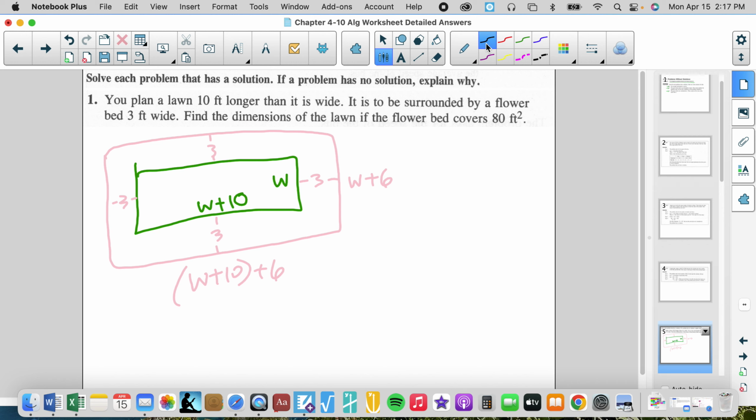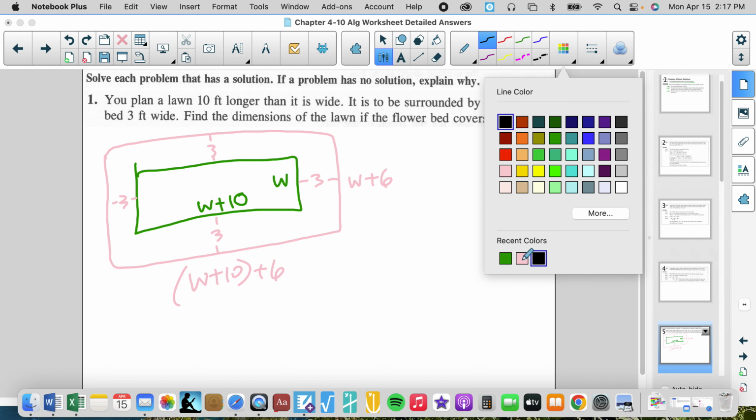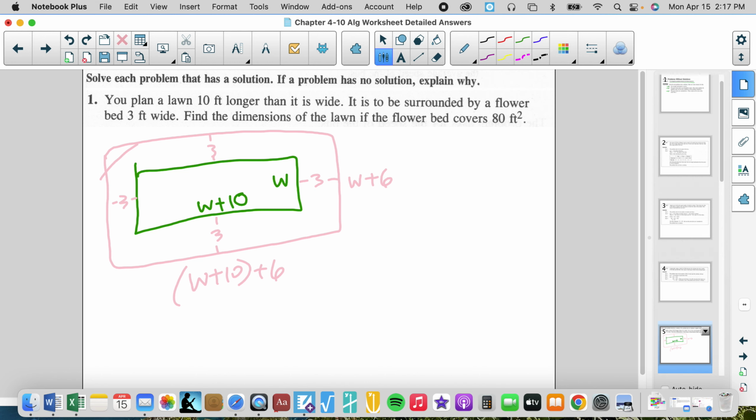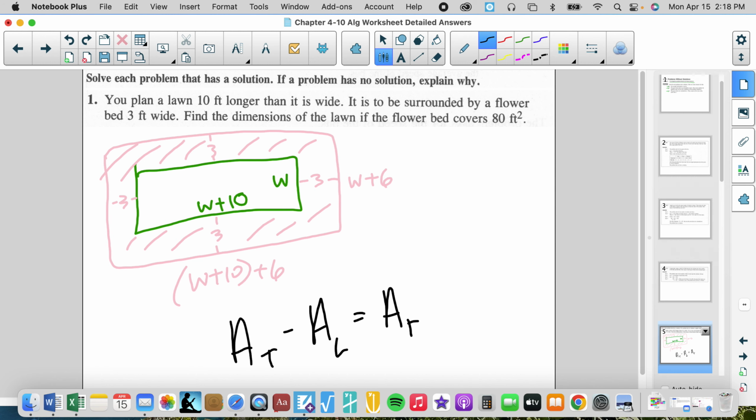Find the dimensions of the lawn if the flower bed covers 80 square feet. So this, that's not right. Where's my pink? Goodbye, ladies. Have a lovely afternoon. If this area is 80 square feet. So we remember how to find that space. It's the area of the total, meaning the bed and the lawn, minus the area of the lawn should equal the area of the flower bed.